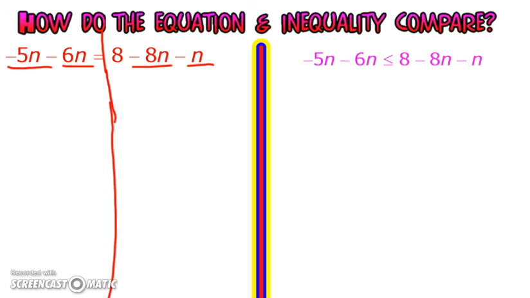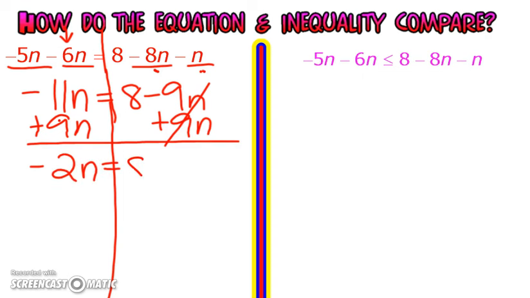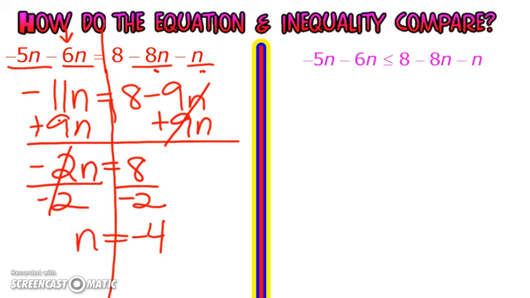So negative 5 minus 6 is negative 11n equals 8 minus 9n, because 8 plus 1, or minus another one, is negative 9. Now, my variables are already on this side, and there's no constant, so I know I'm going to need to move my variable to this side. Those cancel. Negative 11 plus 9 is negative 2n equals 8. Divide by negative 2, divide by negative 2. N is going to equal negative 4.